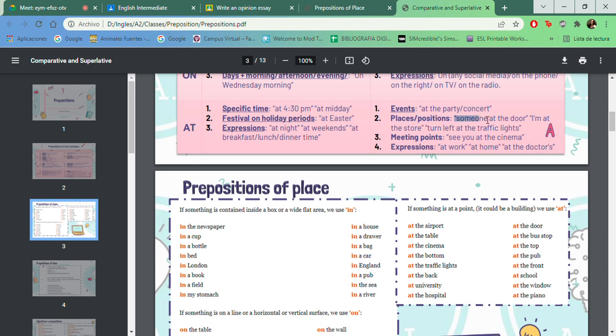Then we have expressions like at the door, at the store, and then for specific places, we use at. For specific location, we use at. For meeting points, we use at. I will see you at the cinema, for example. And here you have expressions that you already know. I'm at work, I'm at home, I'm at the doctor's, for example. These are expressions that you already know.